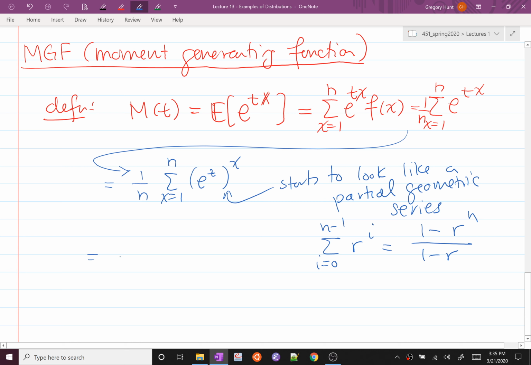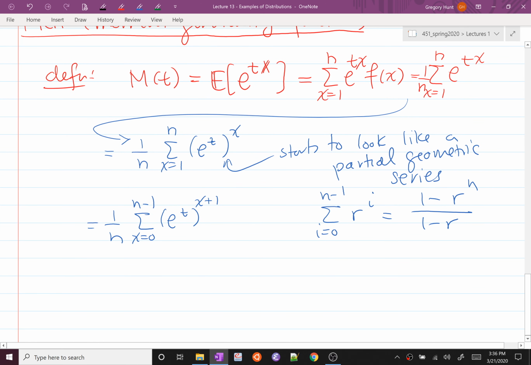So let's continue. We have our 1 over n. I can change it so x goes 0 to n minus 1, so that at least now matches the indices we want for our formula. And it's e to the t. Now if I reduce the index by 1 in the summation, I have to increase it in the formula, right? When x is 0, now we'll get 1. Before, the first term was also e to the t to the 1, and it's still e to the t to the 0 plus 1, which is 1. Okay, so I can play that game.